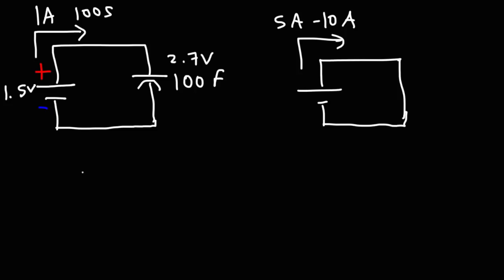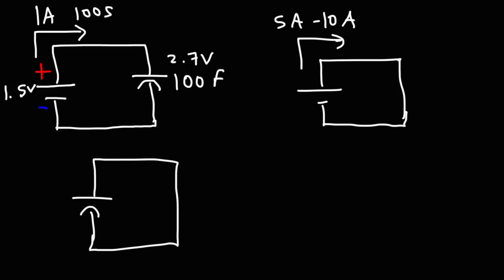Once this capacitor is charged to 1.5 volts, or the voltage of the battery, let's disconnect it and let's create a short circuit. If we were to measure the current, it will be very high for a short period of time. So here it's being charged for an average current of 1 amp for 100 seconds. Here you might get an average current of 100 amps for 1 second.